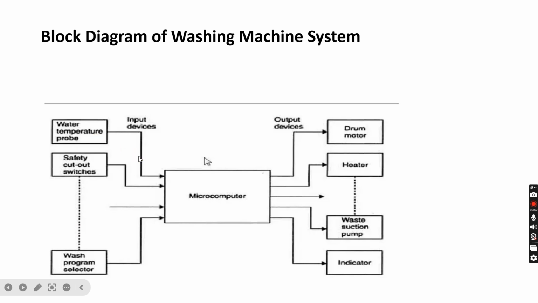Coming to the microcontroller, it receives signals from input devices, executes control logic written in embedded C, and sends signals to operate output devices in a time sequence. The output devices are like the heater, which heats water based on the selected program. The water suction pump drains water after washing or rinsing. The indicator displays the current status like washing, rinsing, or completed with the help of the buzzer. These are the output devices.